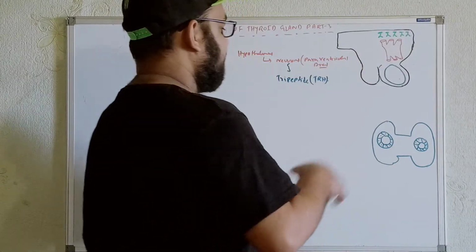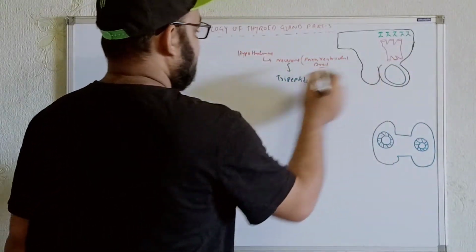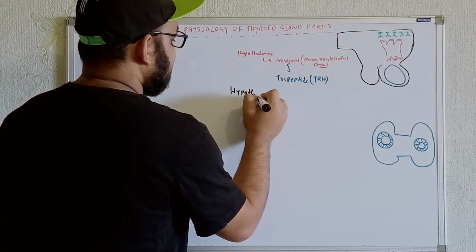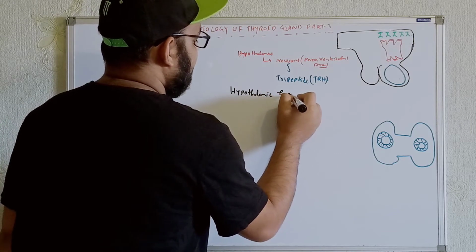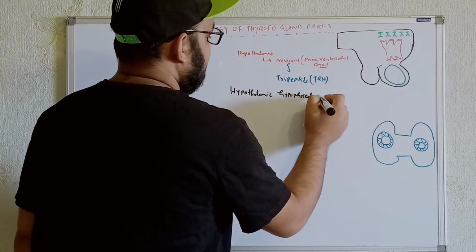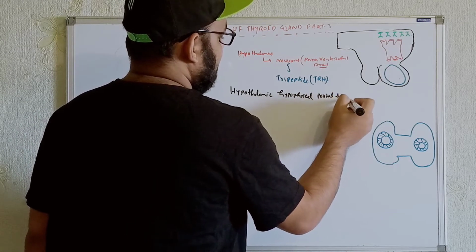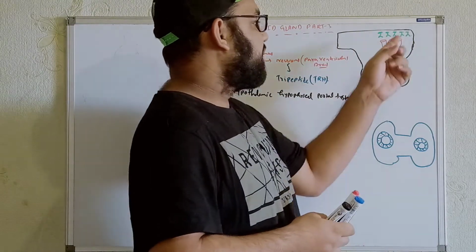So what is this thing? I'm writing it over here. It is known as the hypothalamic hypophyseal portal system, okay, that is connecting the what? The neuronal cells along with the anterior pituitary.